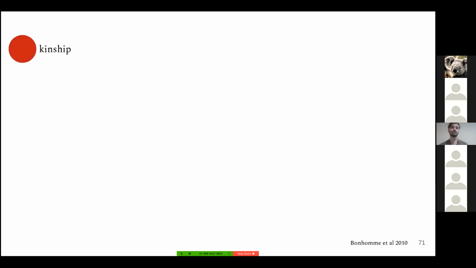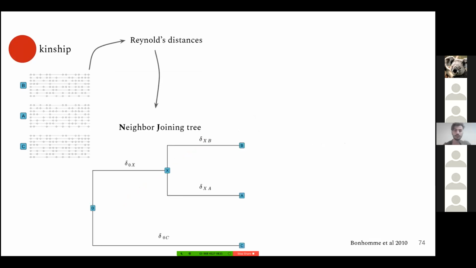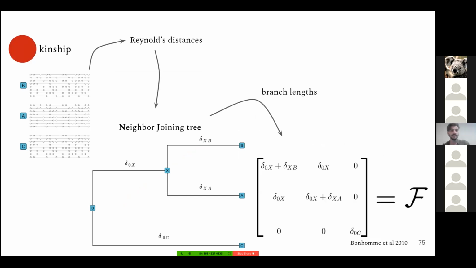Another method for computing the covariance will be the kinship method developed by Bonhomme et al. 2010 in their FLK paper. So using genotypic data, Reynolds distances are computed with SNP allele frequencies, and a neighbor joining tree is constructed. Then an F matrix is calculated directly from the branch length of the neighbor joining tree, which reflects the covariance structure of the populations.